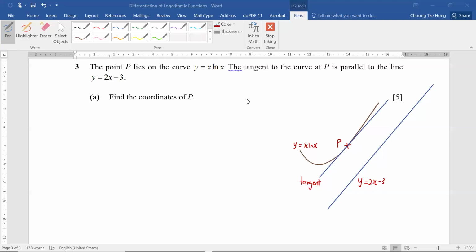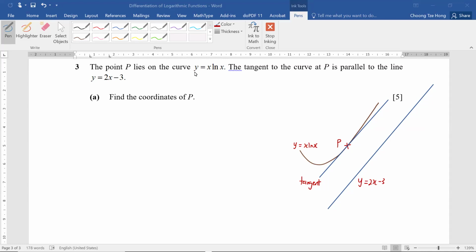Hi students, in this video I'll be going through the 2014 O-Level Additional Mathematics Paper 1 question 11. Alright, so let's read the question. So the point P lies on the curve y equals x ln x. The tangent to the curve at P is parallel to the line y equals 2x minus 3.